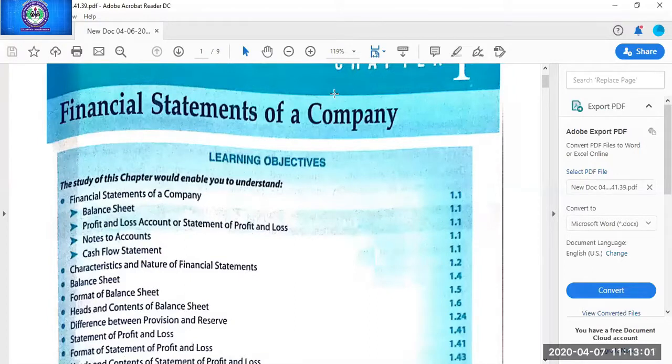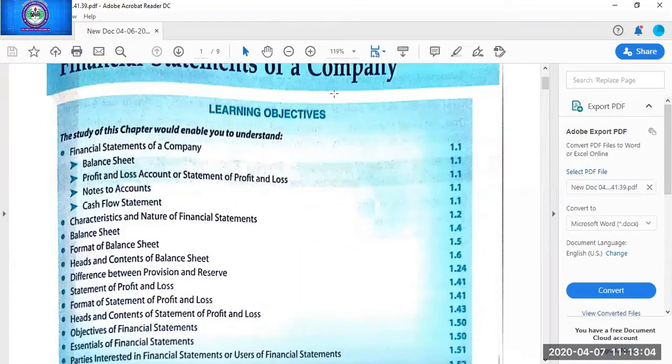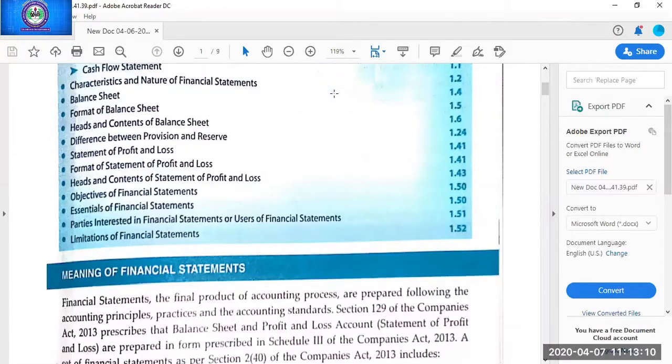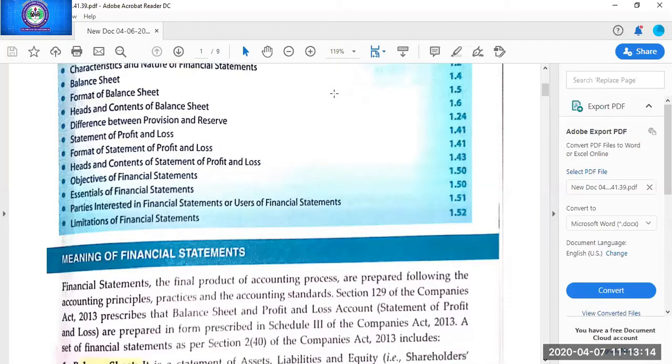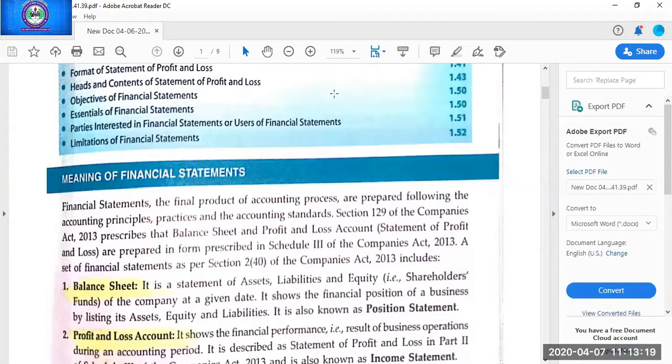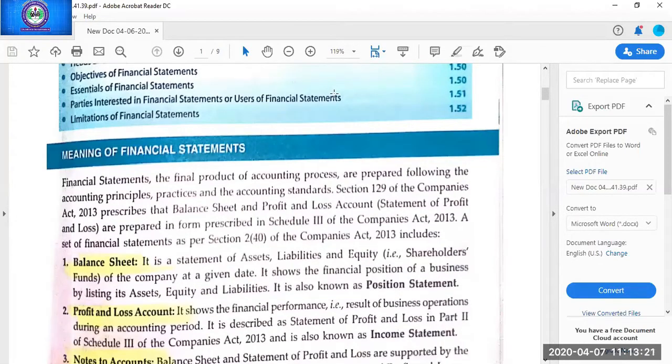Till 11th class, you have also studied the financial statements, but they were the financial statements of a sole proprietor. And we have studied their three financial statements: trading and P&L account, profit and loss account, and the balance sheet. And here also we'll be learning about the financial statements of a company.